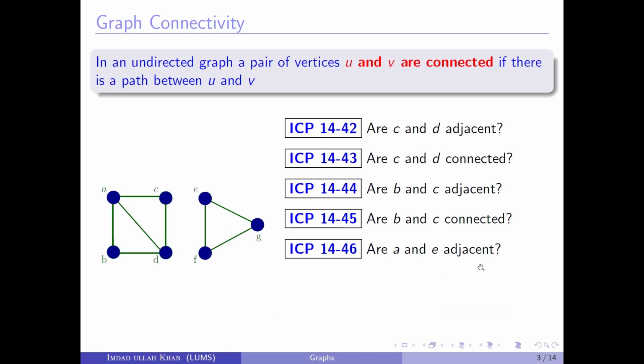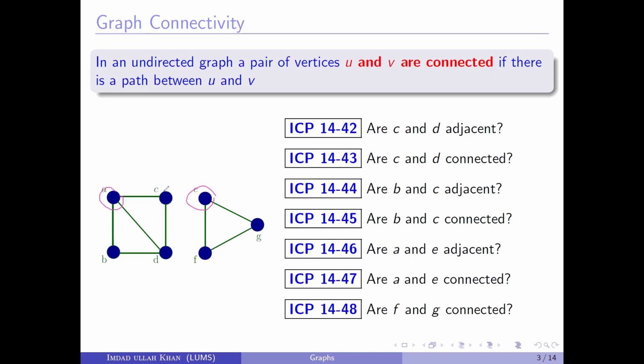Are A and E adjacent? Now this is a slightly different kind of example. If you focus on A, it is here, E is here. They're not adjacent because there's no direct edge from A to E. Are A and E connected? They are not connected because there is no path which can take us from A to E. And this whole thing is one graph.